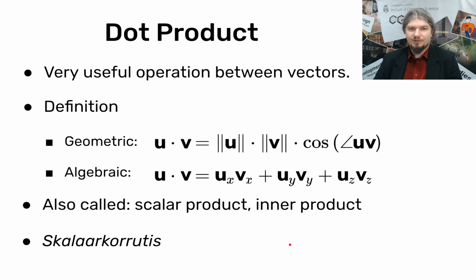Another useful operation we can do is the dot product. In Estonian, it's called skalaarkorrutis, so a lot of you probably know it by that name.